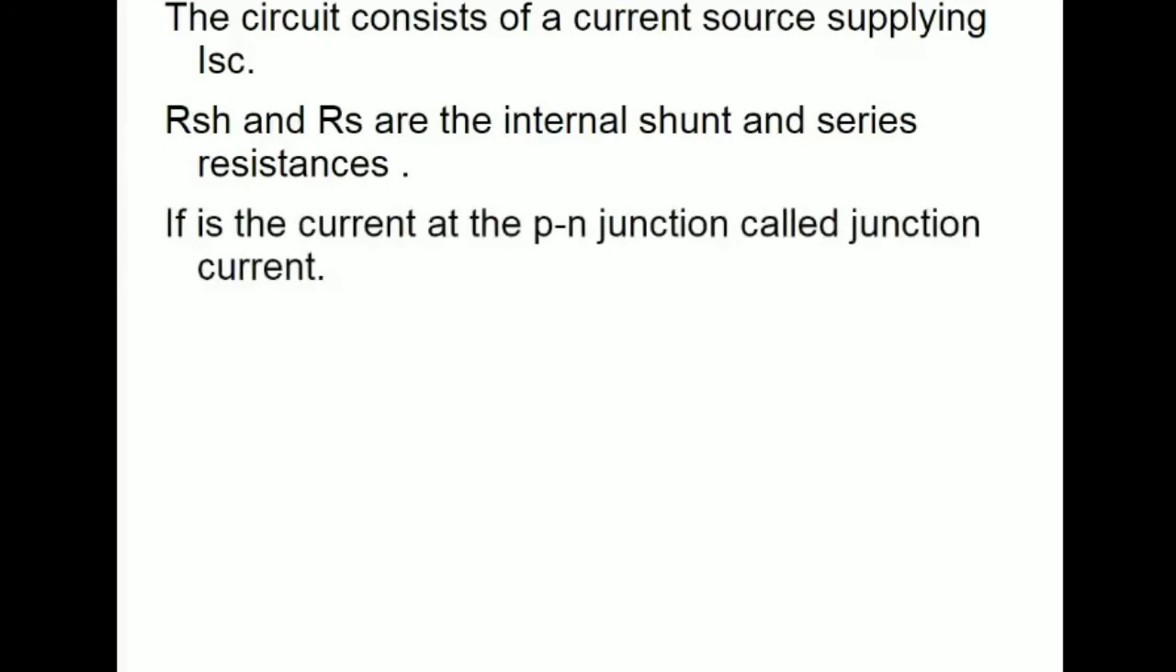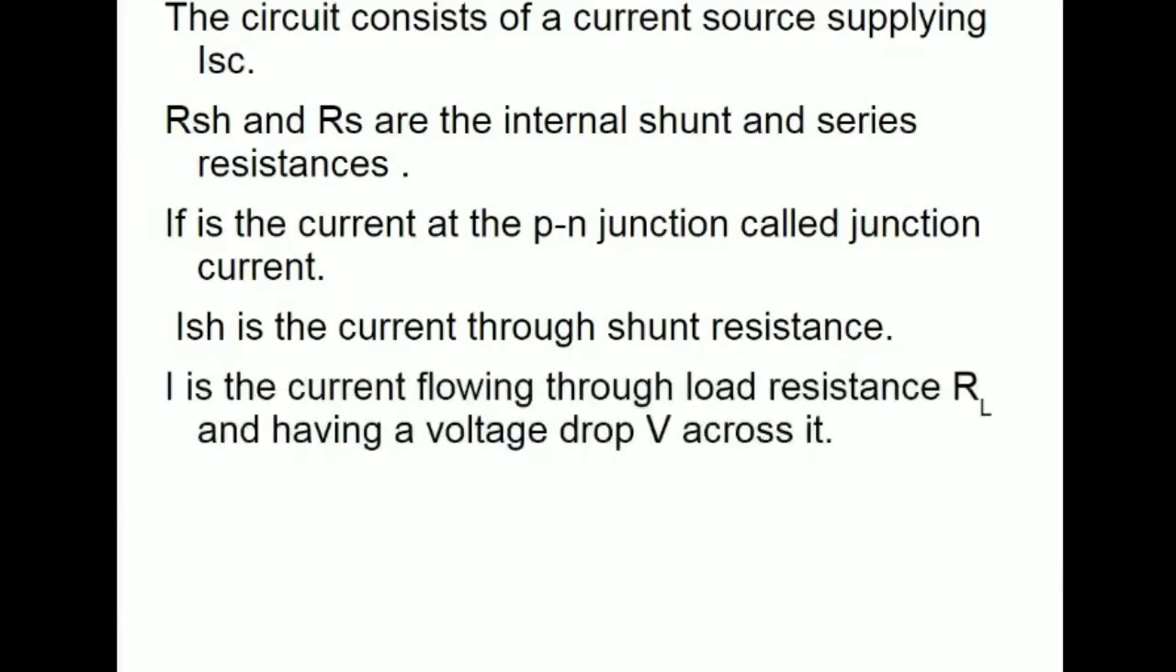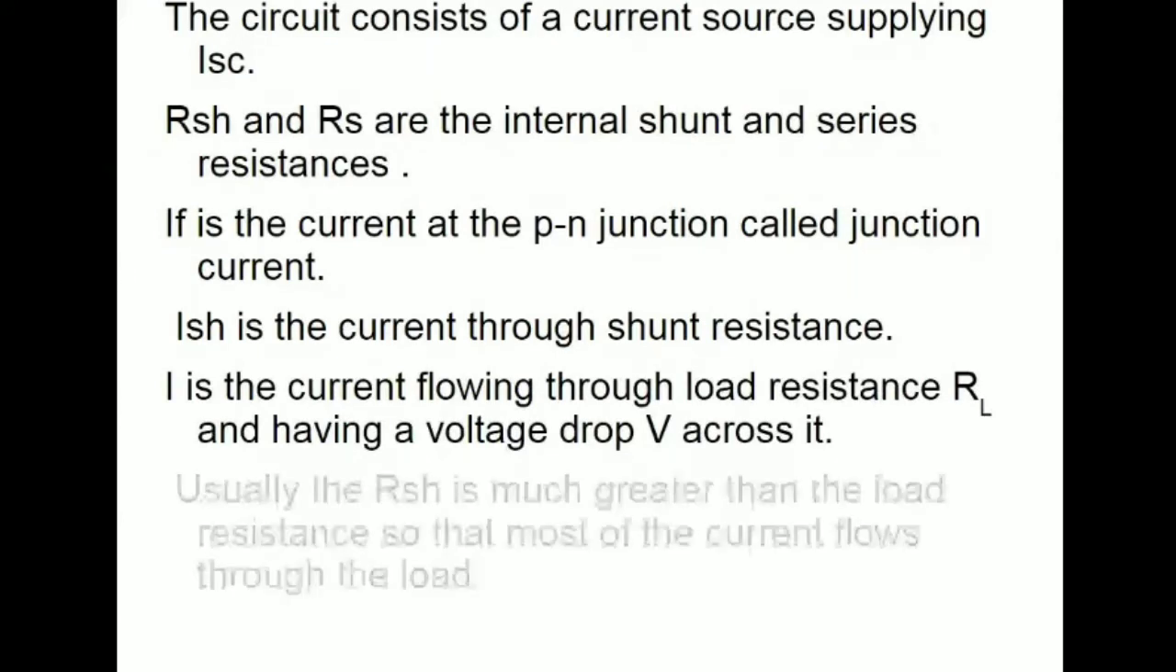The circuit consists of a current source supplying Isc. Rsh and Rs are the internal shunt and series resistances. If is the current at the PN junction, called the junction current. Ish is the current through the shunt resistance. I is the current flowing through the load resistance RL, having a voltage drop V across it.